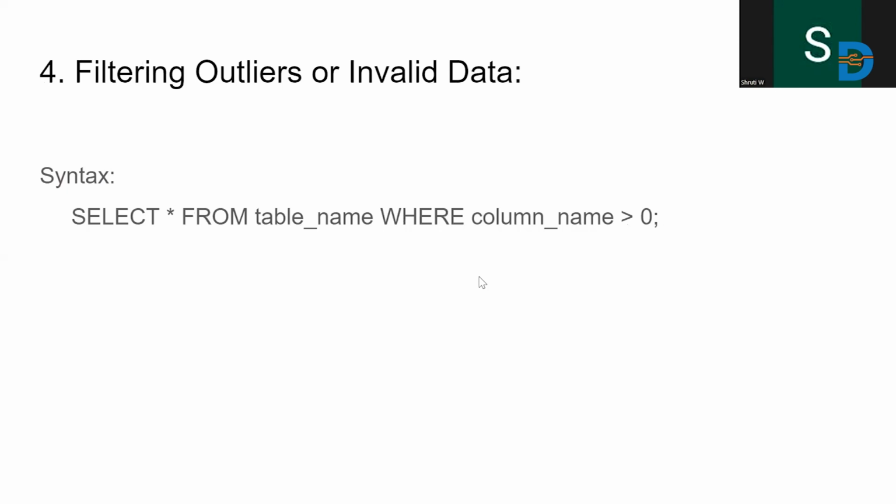And the fourth one is filtering outliers and invalid data. Once your data is formatted consistently, you will want to filter out any outliers or invalid records. These might be extreme values or incorrect data, like a negative age or a future date in a sales record. The SQL WHERE clause helps you apply a condition to exclude such values. For example, SELECT * FROM table name WHERE column name is greater than 0. Basically, we are extracting only those records where the value in that column is greater than 0.